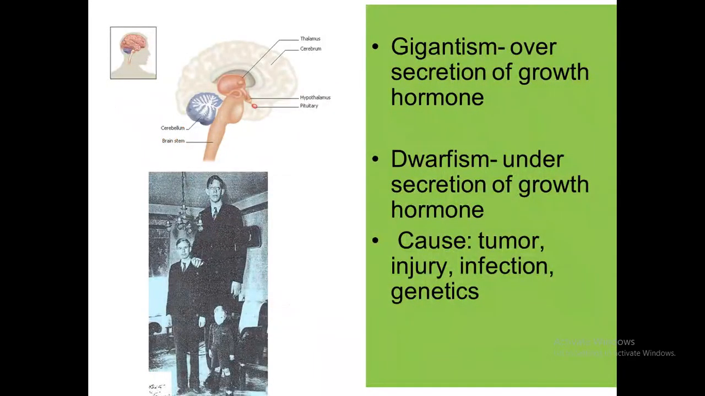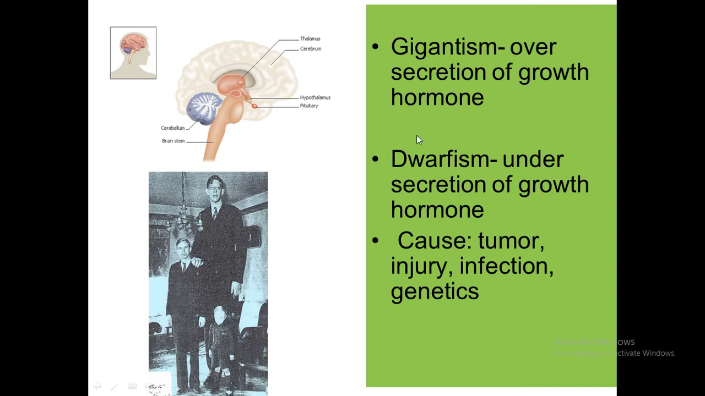Hypersecretion of growth hormone, I mean higher secretion of growth hormone from the pituitary gland, makes a man very long and tall. It is one kind of disease named gigantism. So a man is very tall because of the oversecretion of growth hormone. That is called hypersecretion of GH, or growth hormone.